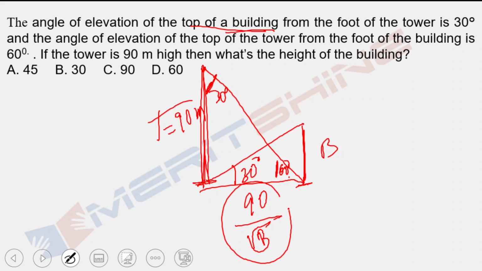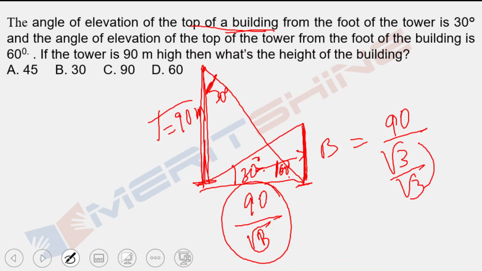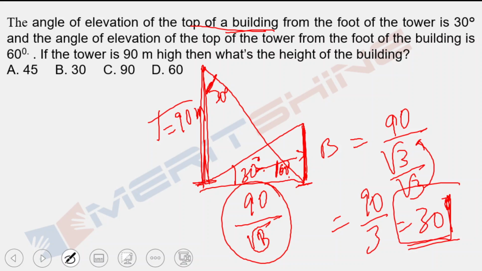And if this is 90 divided by root 3 and this one is your 30 degree, so opposite to 30 degree you will have this height. So this height would be 90 divided by root 3 divided by root 3, right? So this 3 comes in here, 90 divided by 3, which is 30. So you have 30 meter. Your height is 30 meter.